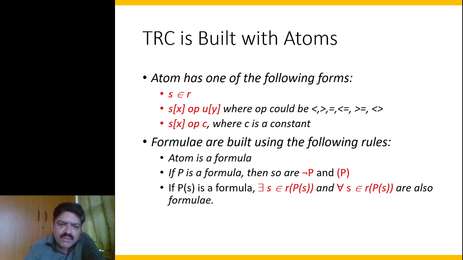An atom by itself is a formula, and if, let's say, p is a formula, then not p is also a formula. Sometimes we might want to nest a formula inside a formula, so we use parentheses. If this is a formula, then we could use quantifiers, as in there exists s belongs to r such that p of s is another formula. We could use the existential quantifier, we could use the universal quantifier, and so on. Thus we could construct more complicated formulae for TRC.